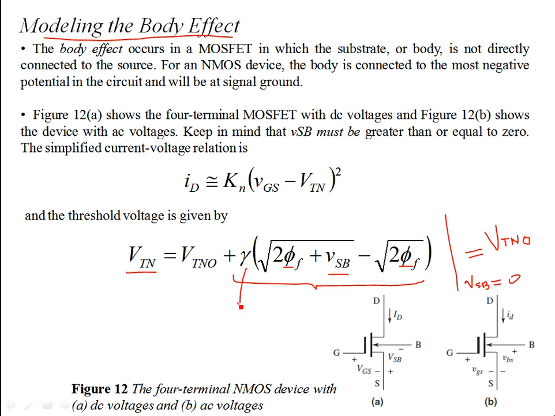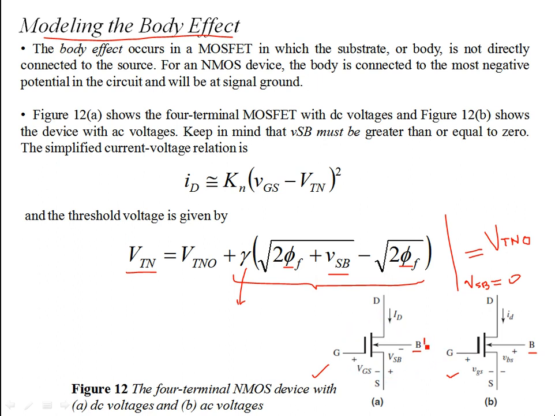Gamma is the body effect parameter. But again, this whole term is insignificant if your source and the bulk are at the same potential and they are at the same ground. So normally in this symbol of MOSFET devices, we don't show this bulk terminal. We consider the MOSFET to be a three-terminal device with drain, gate, and source.